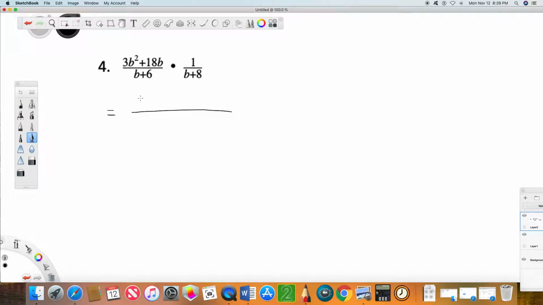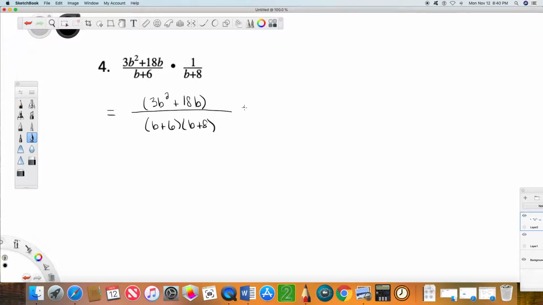So in the numerator, I'm going to put parentheses around this, but it's pretty easy to see that when I multiply by 1, I'll get this identical thing back. In the denominators, I'll put parentheses around them. So I have this binomial times this binomial.